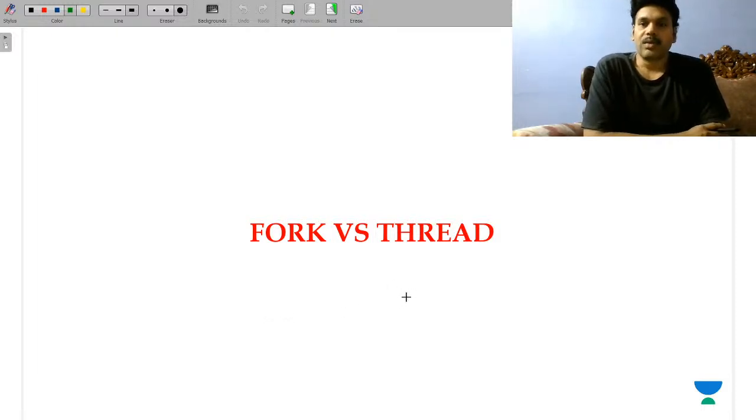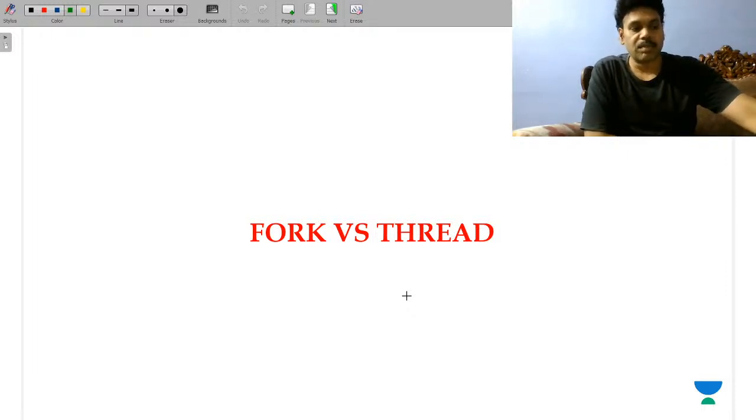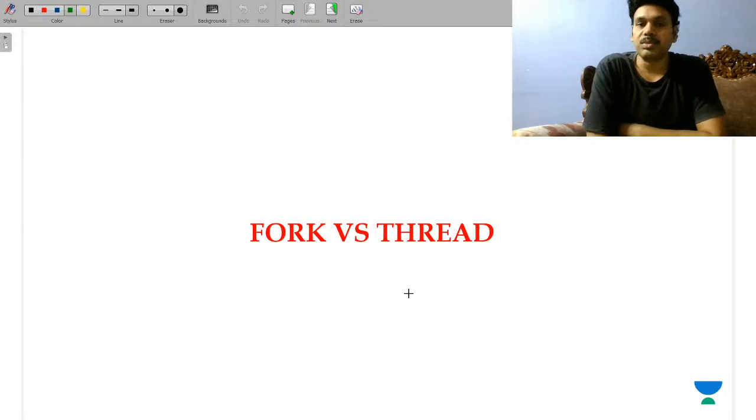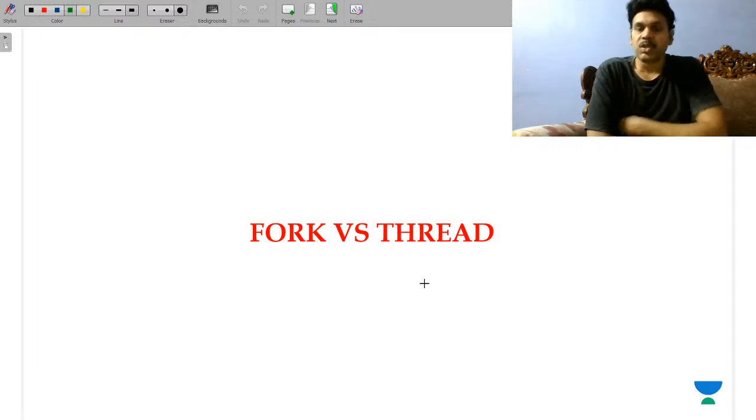Today our agenda is how we can do parallelization. Parallelization can be achieved only through either creation of children using a fork, or by splitting the process into smaller parts known as threads. We will discuss how fork and threads are implemented on multiprocessor architectures.